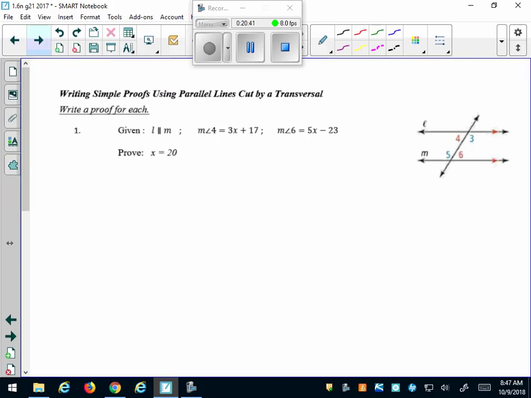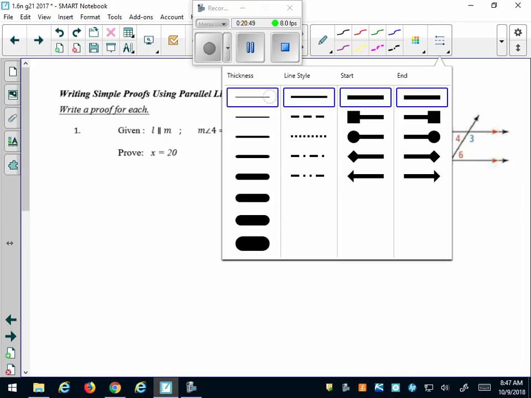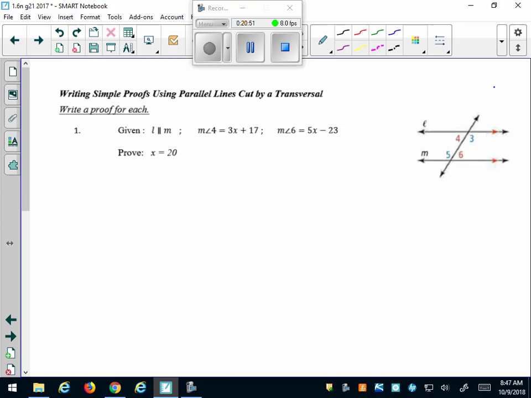All right, so now let's look at some proofs. And I'm just going to do one proof with you so that you get the idea, and then you're going to try the rest on your own. I think you will get the idea here.